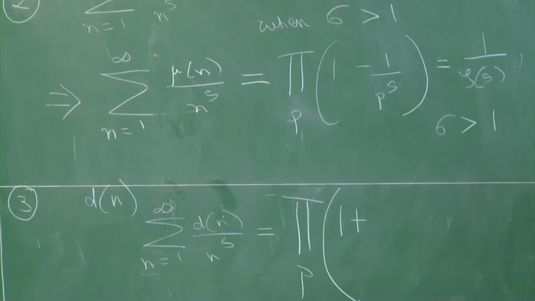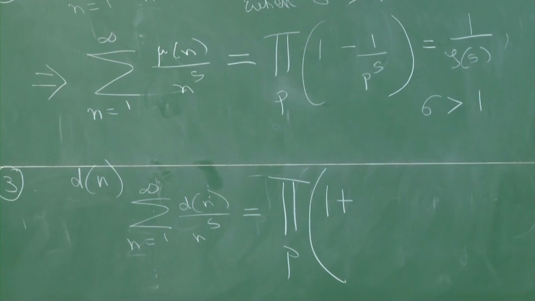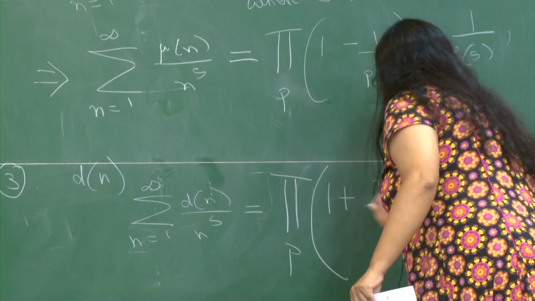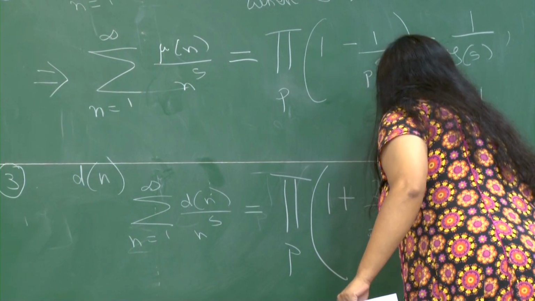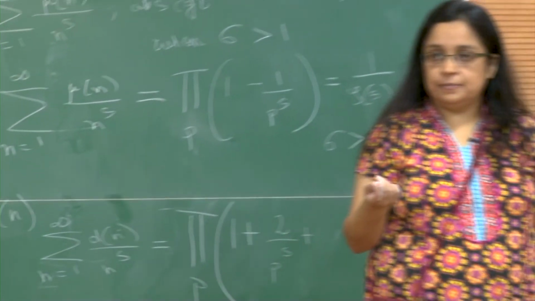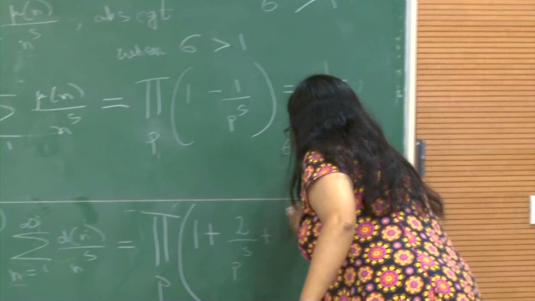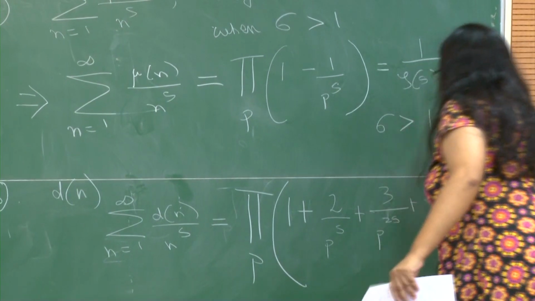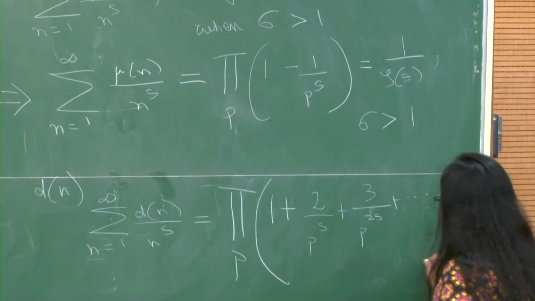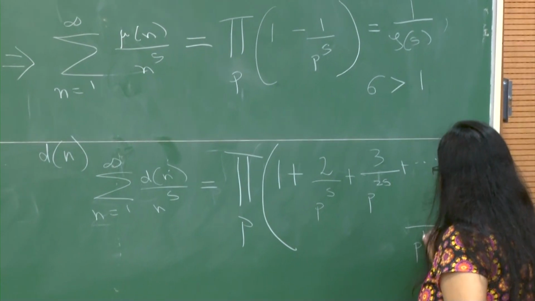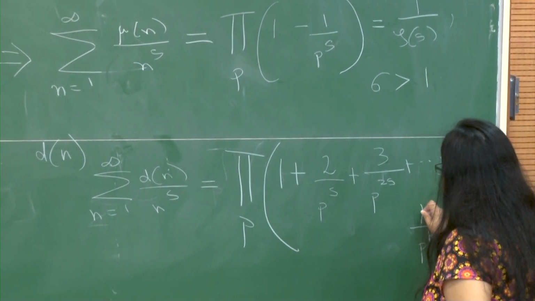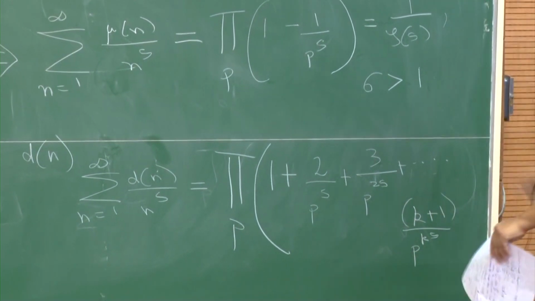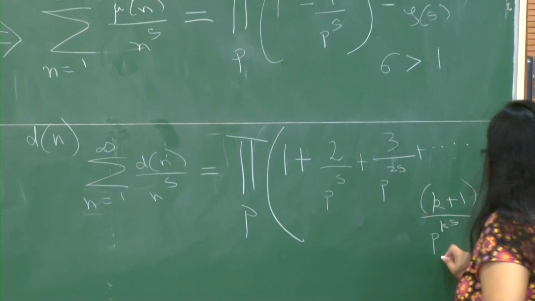so you have 1 plus, what is d of p, the number of divisors of the prime, positive divisors, is just 2. What is d of p square? 3. And so on. So, in particular, corresponding to any p raised to the ks, you will have d of p to the k in the numerator, which is just k plus 1.